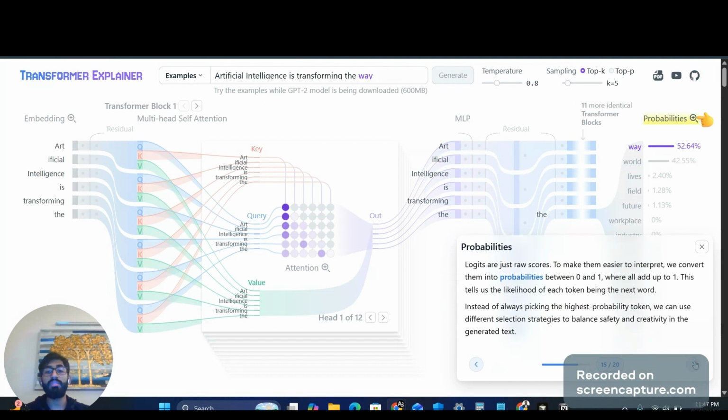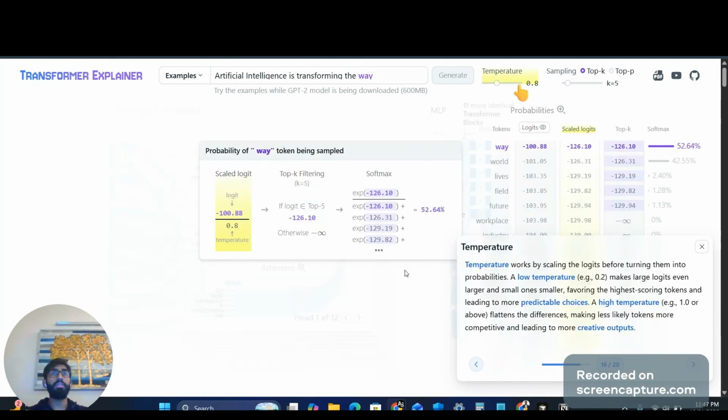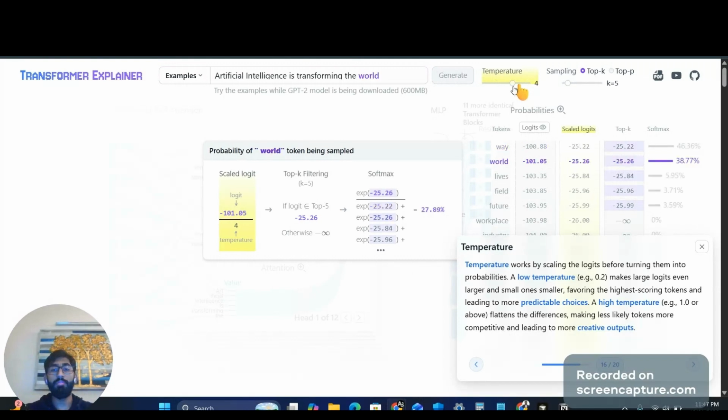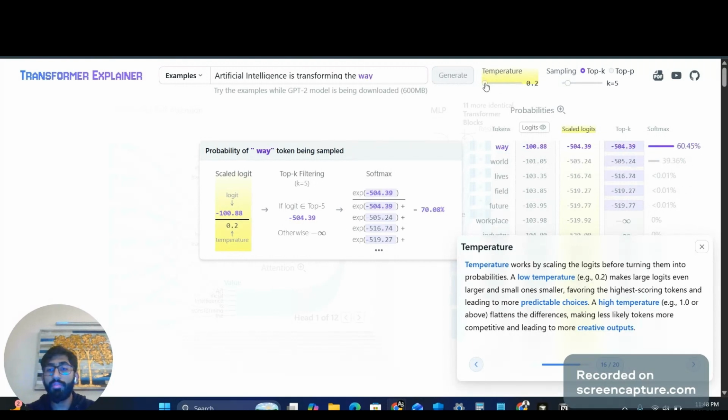Temperature. The temperature is basically adjusting or fine-tuning the output and the probability of that being a highly predictable next output. So, if I do 5, now it focuses 27% on this word. If I increase it even more, now it will focus on 23%, 17%. Sorry, so basically it's the opposite.